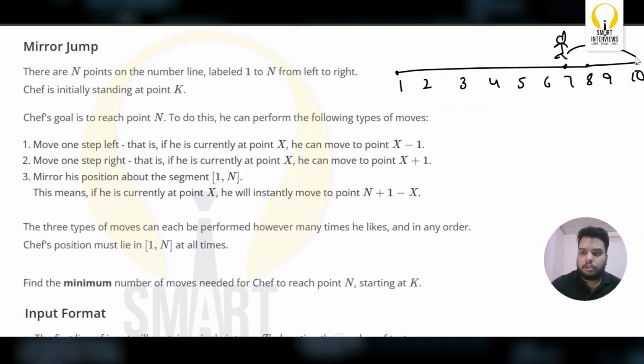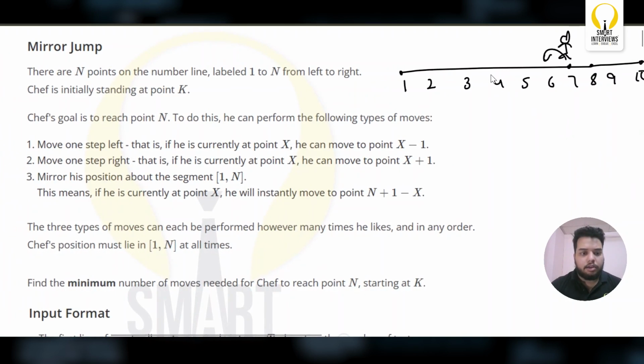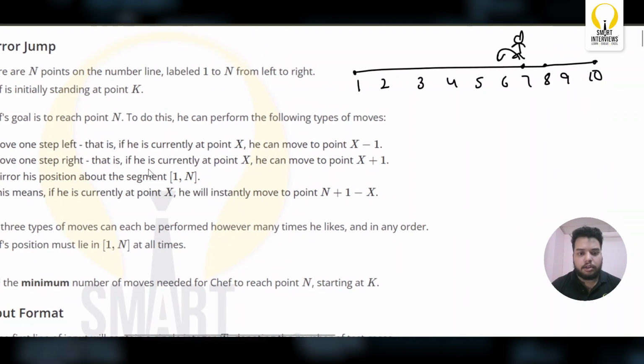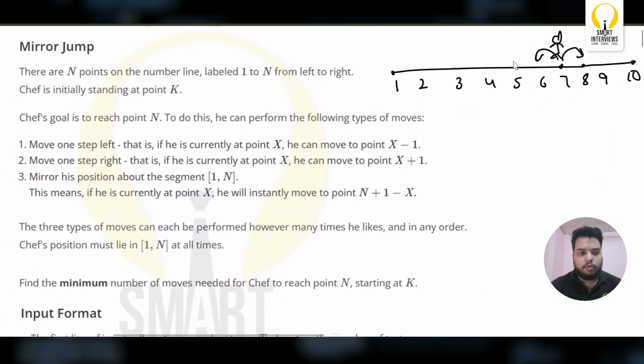The target is to reach 10, but there are some moves that he can do. If he's currently at x, he can move to a point x minus 1, that means one step towards left. The second move is x plus 1, that means one step towards right. And the other move he can make is to mirror his position about the segment 1 to n. This means if he is currently at point x, he will instantly move to point n plus 1 minus x.